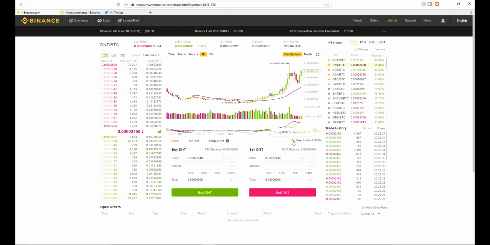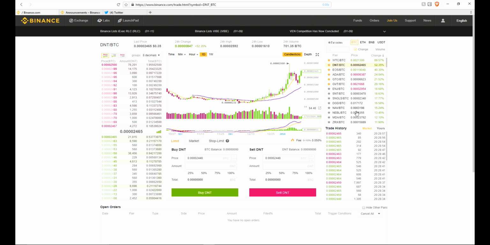If you enable using BNB for fees, then you'll get a discount, and you only have to pay less than 0.5% per commission trade. So the commissions are almost next to nothing. So for the smaller accounts, it's great because it's percentage based, so it's all based on how much you're trading. So if you're trading less, then your commissions cost less, so that's pretty cool.